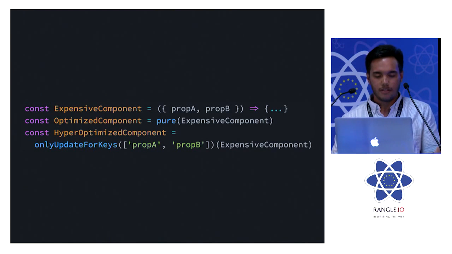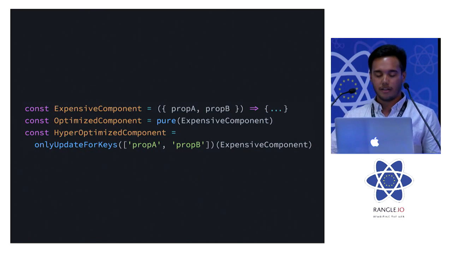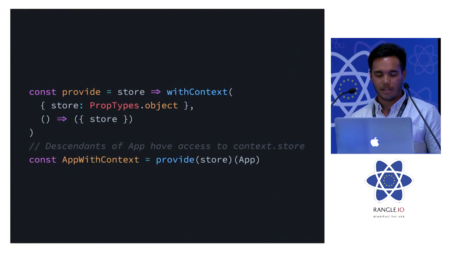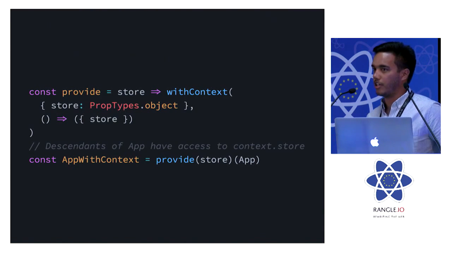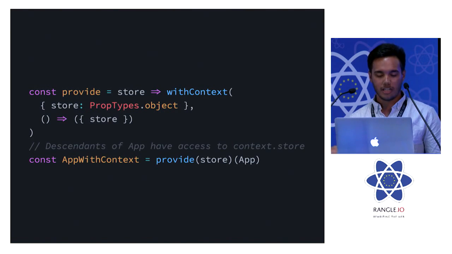More examples, I have this one called Pure, which is analogous to the Pure render mixin. And then I had a special version of that called Only Update for Keys, which I would use in those very rare instances when I needed to implement a component update using shallow comparison. Here's another one. When I had to deal with context, I had this withContext higher order component, which was just slightly more convenient than having to set context types directly.